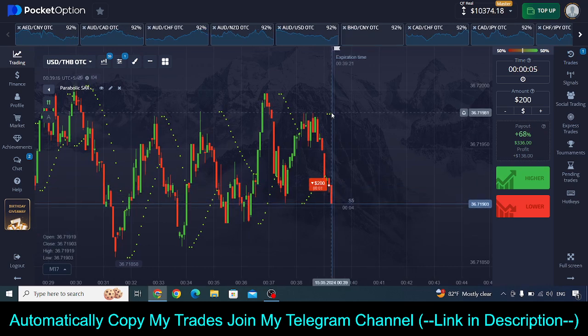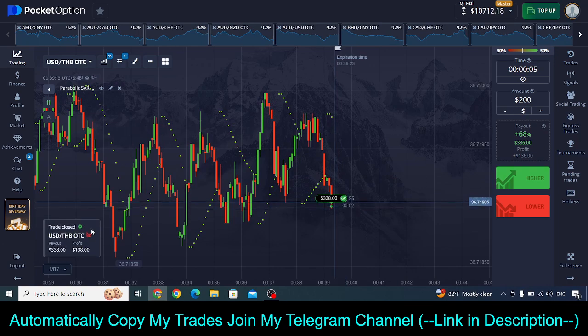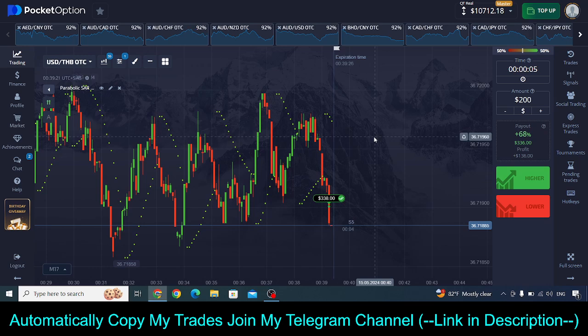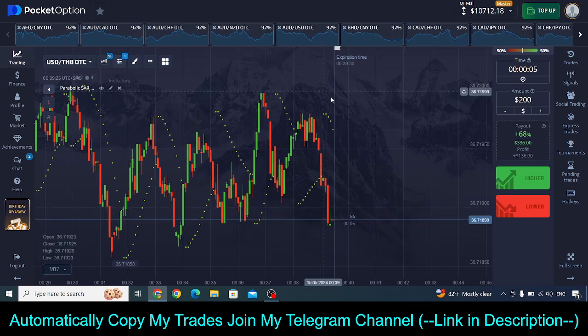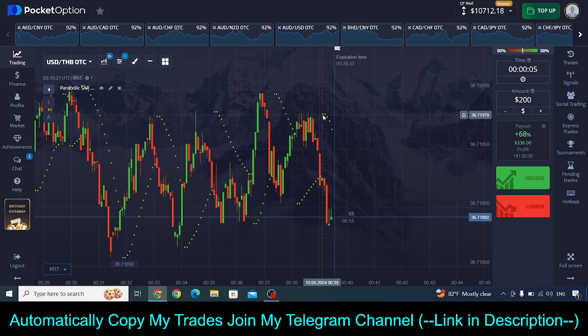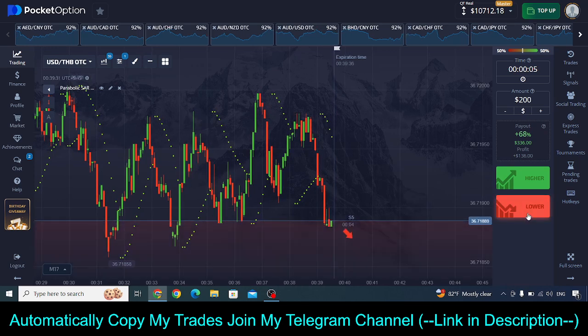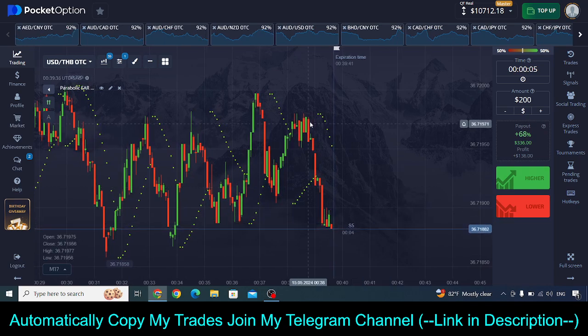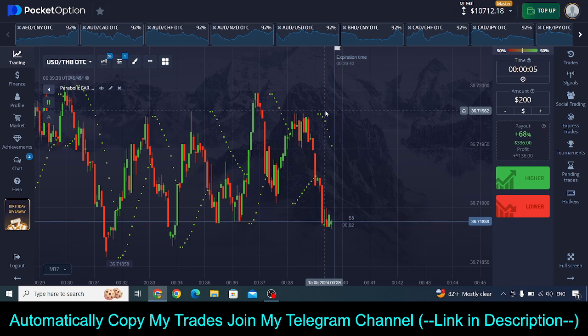In this case I made a trade and we were profitable. One trade was already in profit here, and you just need to see whenever one dot is forming and the second dot has formed, at that exact time you need to make a trade by clicking on lower. Sometimes ups and downs happen, that is another thing, but this is the strategy. This strategy is as simple as that.